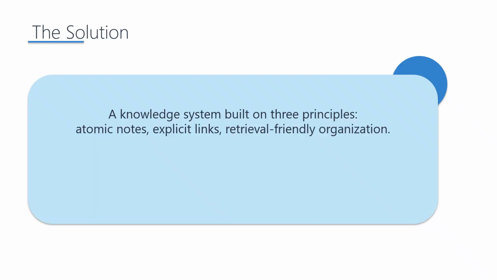The solution is a knowledge system built on 3 core principles that actually work: atomic notes, explicit links, and retrieval-friendly organization. Let me explain each one. Atomic notes mean each note captures exactly one idea, clearly expressed and complete in itself. This makes individual insights findable when you search, and linkable to related ideas. Long rambling notes that mix multiple ideas are neither findable nor linkable.